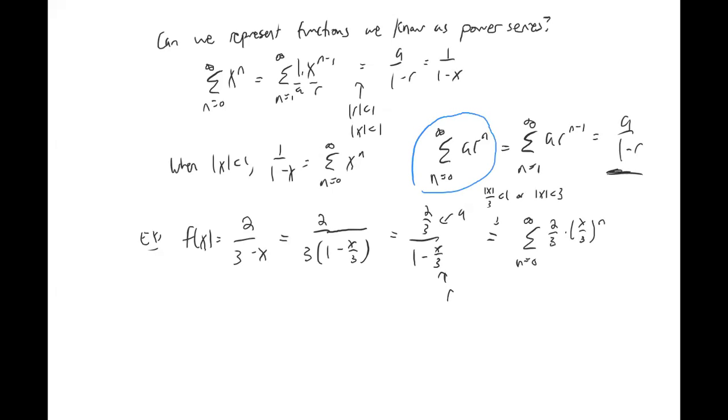Again, let me just write this. And you could simplify this. So this function has this power series expansion when absolute value of x is less than 3. Good.